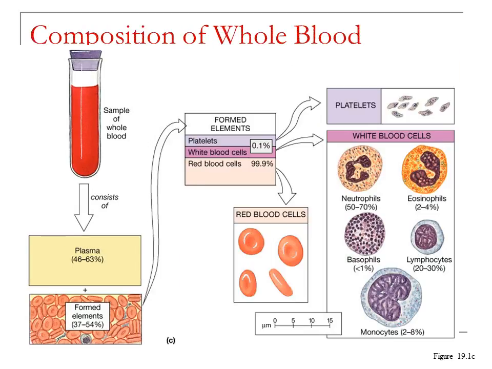The form element, which I said is about 45%, are in three types. We have the white blood cell, platelet, and red blood cell. Red blood cell is the most abundant, which is about 99.9%, while the platelet and the white blood cell are just about 0.1%. The white blood cell is of 5 types. We have the highest being the neutrophil, which is between 50 to 70%, followed by lymphocytes, which is about 20 to 30%, followed by the monocyte, 2 to 8%, eosinophil, 2 to 4%, and basophil, less than 1%.